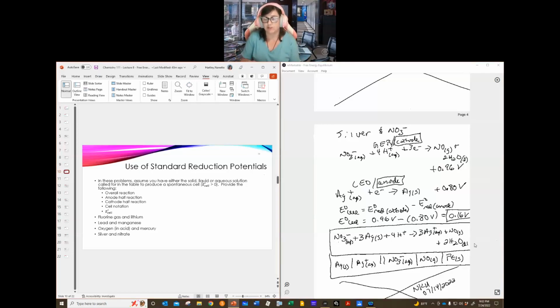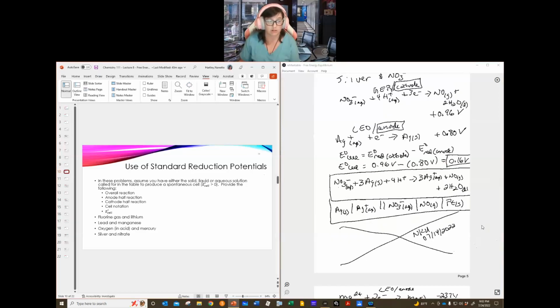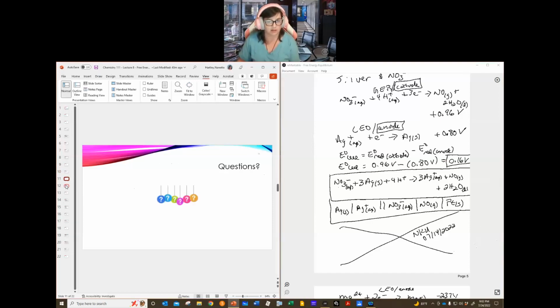So just like we often use NaNO3 in our salt bridge because Na doesn't react with anything, NO3 minus doesn't react with anything, that gives us a good basis for making a salt bridge. We're going to use platinum as our inert electrode because it won't react with anything. Okay? Questions, comments, problems on any of that?